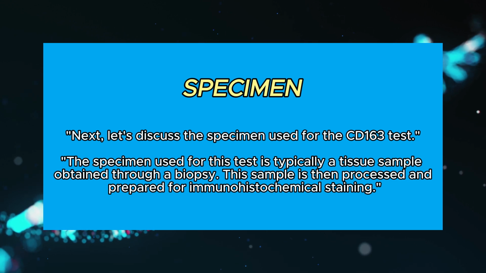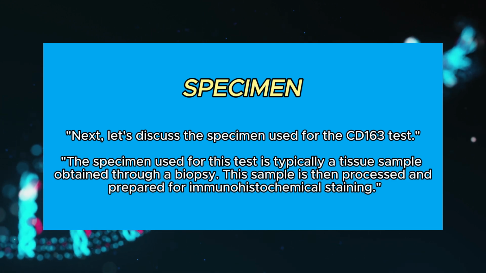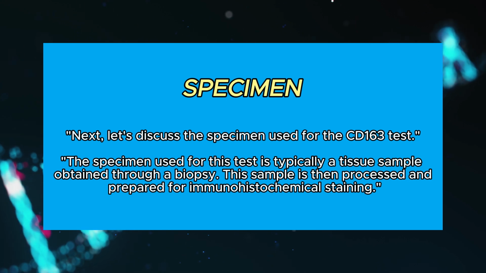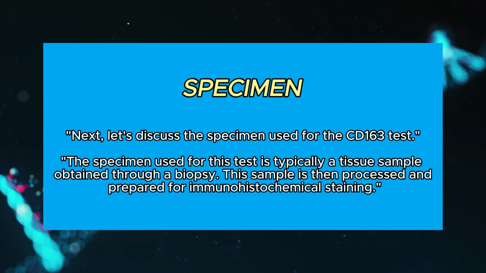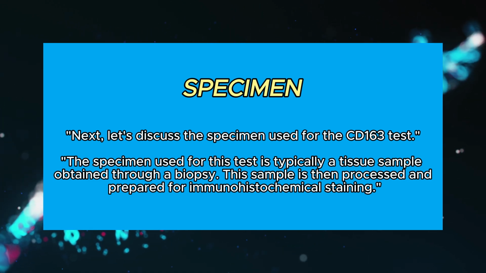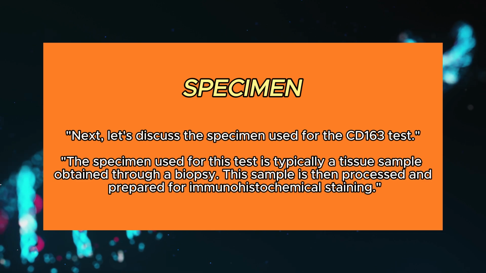Specimen used. Next, let's discuss the specimen used for the CD163 test. The specimen used for this test is typically a tissue sample obtained through a biopsy. This sample is then processed and prepared for immunohistochemical staining.